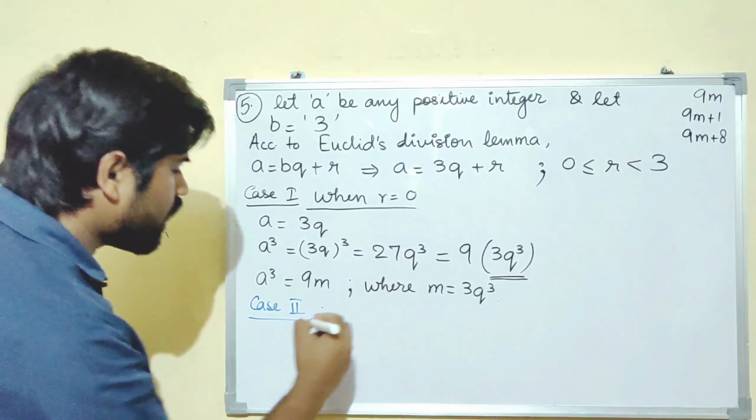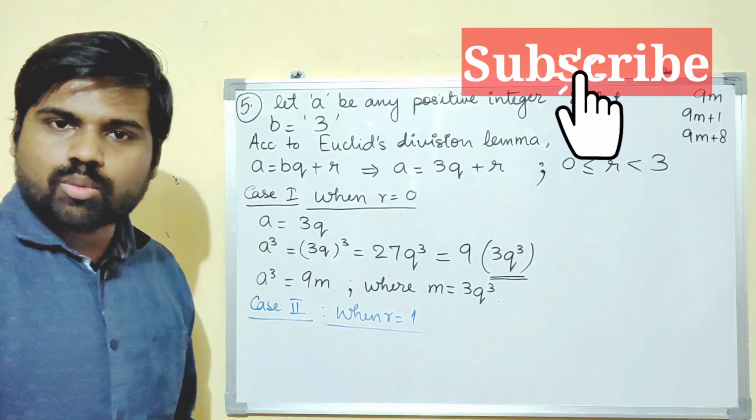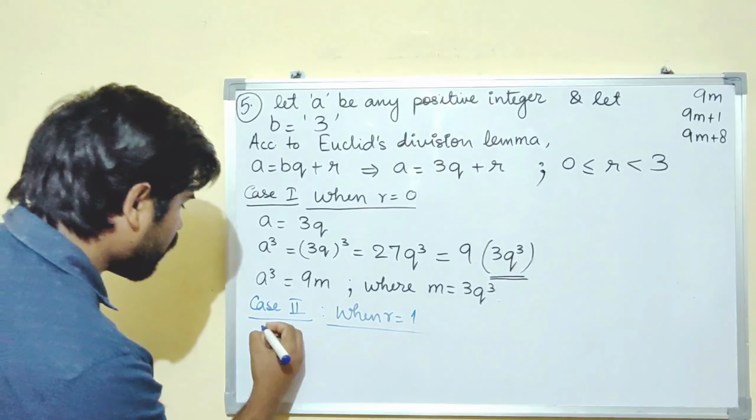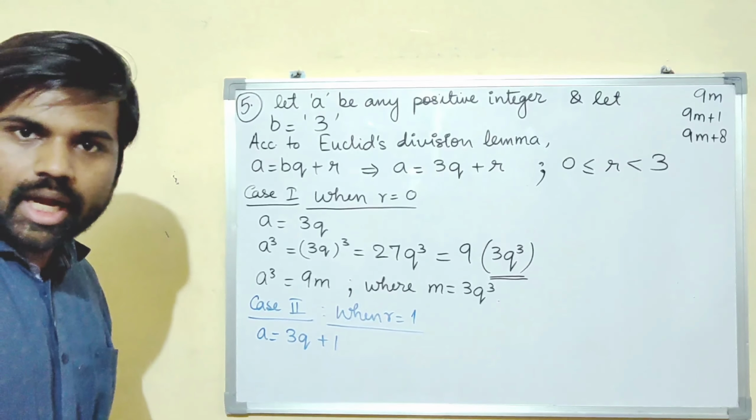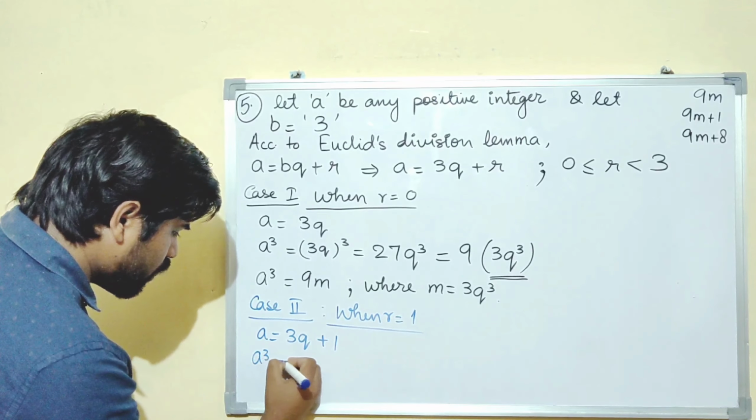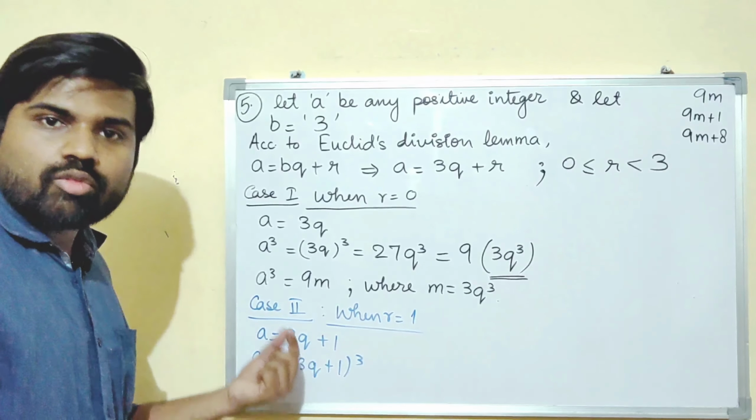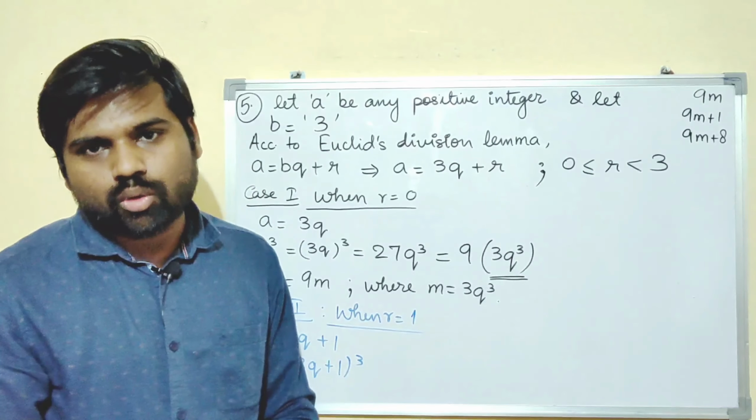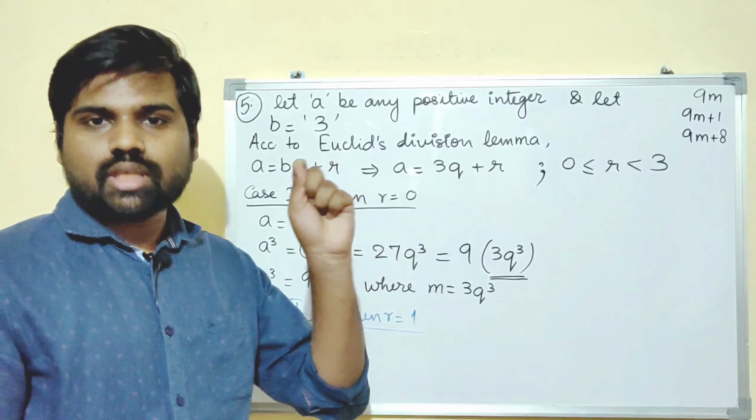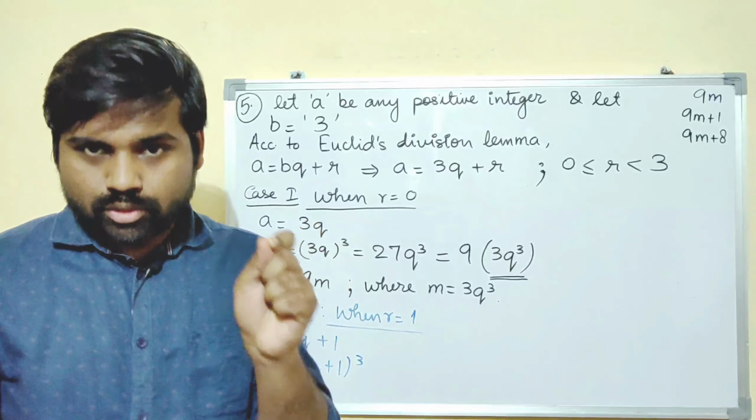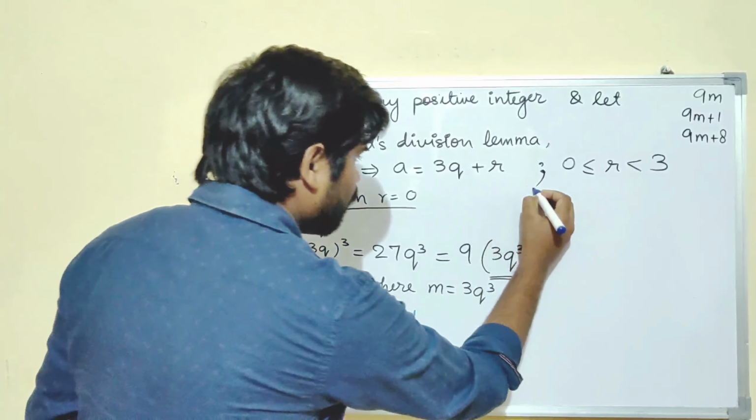Case second is when r equals 1. When r equals 1, what will be the value of a? It will be a equals 3q plus 1. Now on cubing both sides, you will get a cube equals 3q plus 1 whole cubed. Do you know the identity of a plus b whole cube? Yes, you have studied in 9th standard. What is it? a cube plus b cube plus 3a squared b plus 3ab squared.